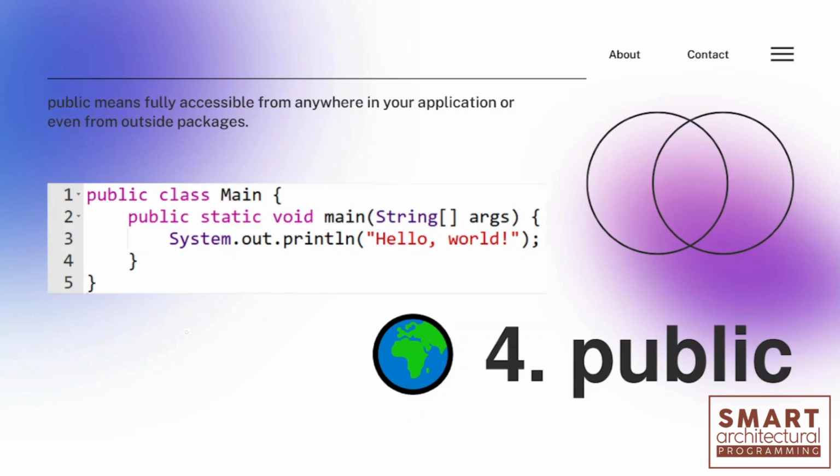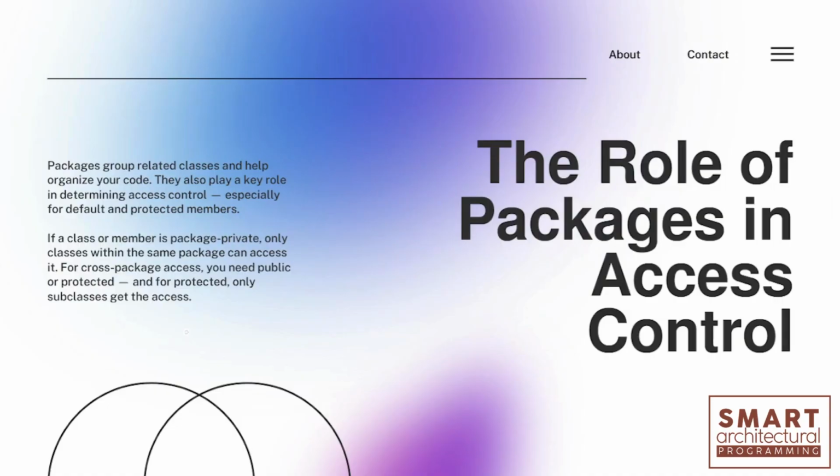Now that we understand the 4 different access modifiers, we also need to understand the role of packages in access control. Generally speaking, packages group related classes and help organize your code. They also play a key role in determining access control, especially for default and protected members. I don't have the diagram here, but you can have com.bank.accounts and com.bank.utils with arrows showing which members are accessible across package boundaries between them. Basically, the different packages and access levels, we can show them through different diagrams as well.